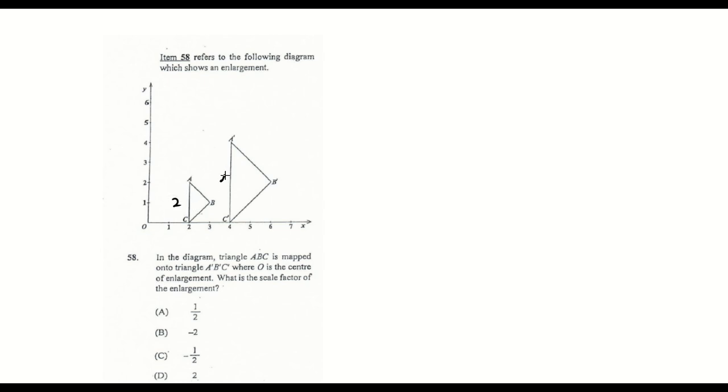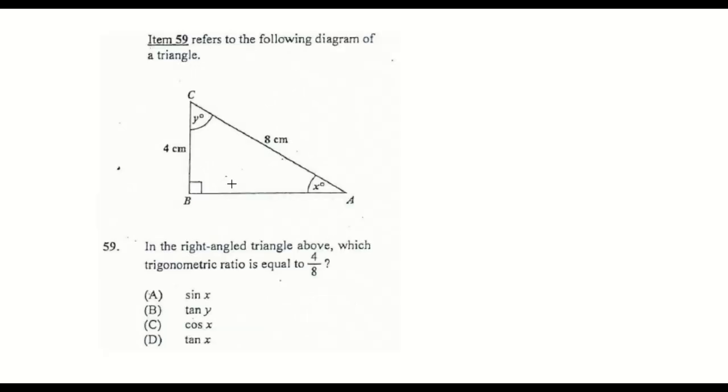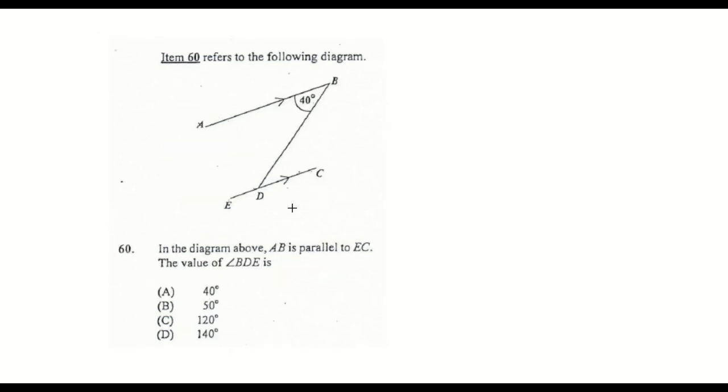This one here is a repeated question. This was 2 and this was 4. So my enlargement would be my image, which is 4 divided by 2, which is 2. Right, this one here, sine x is a repeated question, but you can check. Sine x would be my opposite, which is 4, over my hypotenuse, which is 8. So it would be A.